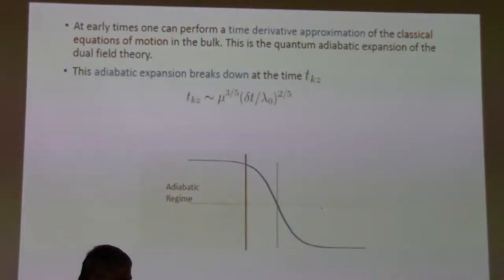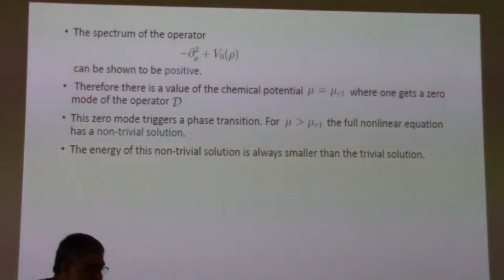I'm losing that picture, I think some of the picture didn't come. In terms of the Schrodinger problem, what it means is that you develop a threshold bound state. If you go beyond that value of the chemical potential, you will develop a real bound state, and that would be the instability.